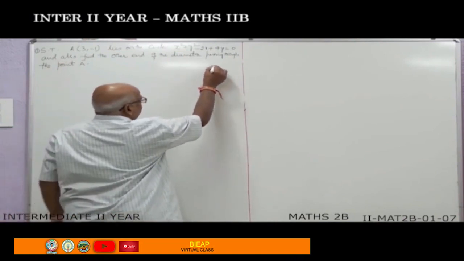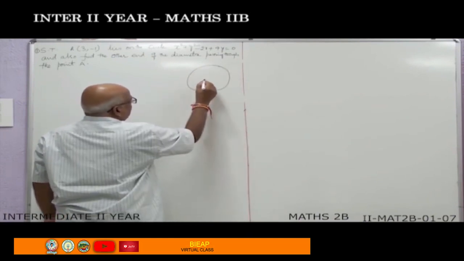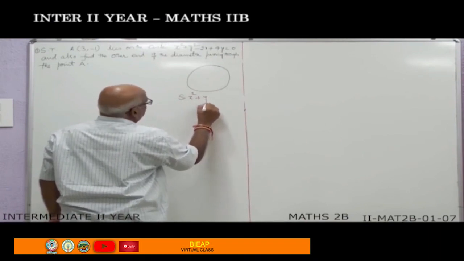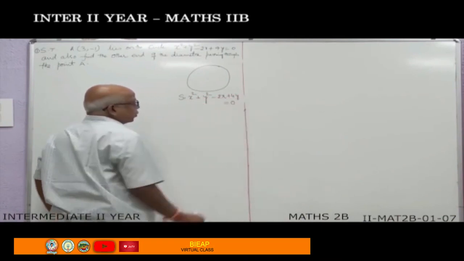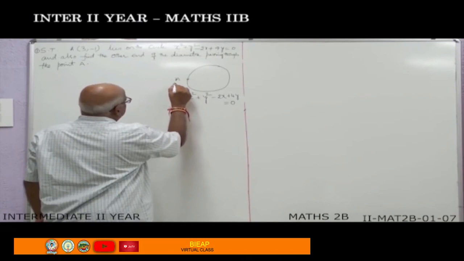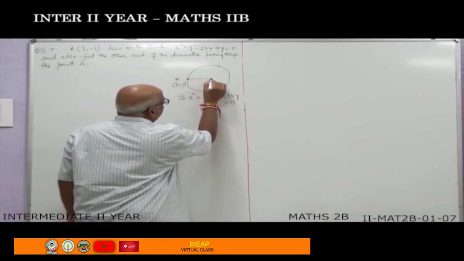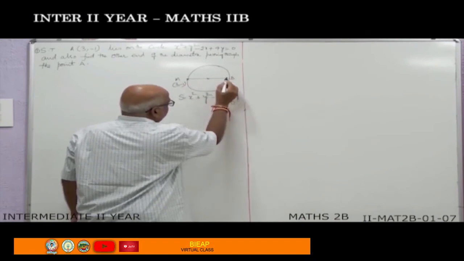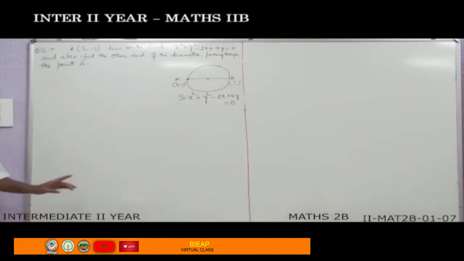If you represent the data given in the problem by means of a diagram, let us say this is the circle represented by the equation S equal to x square plus y square minus 2x plus 4y equal to 0. Here is one point A. First of all, we have to show that the point lies on the circle. Through this point, if you draw one line, that is the diameter passing through the center, you will get the other extremity. What are the coordinates of the other extremity of the diameter? That is our present problem.